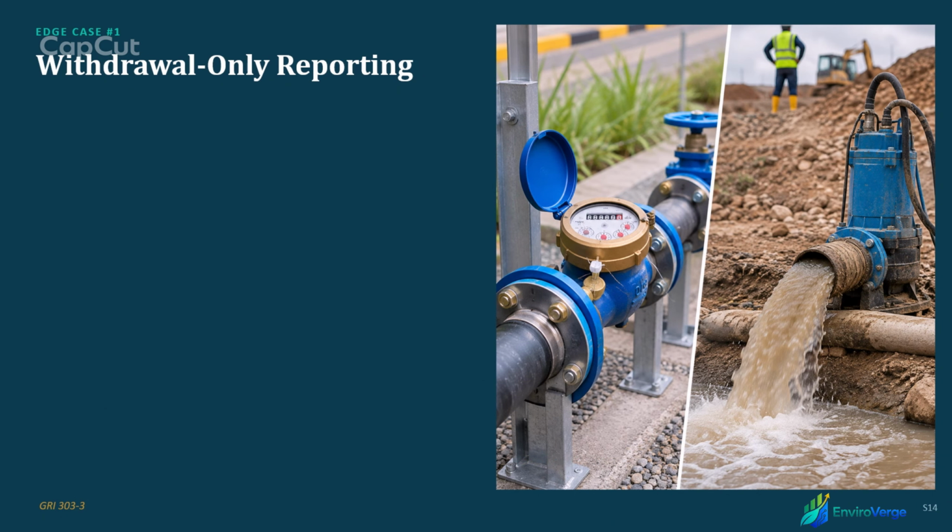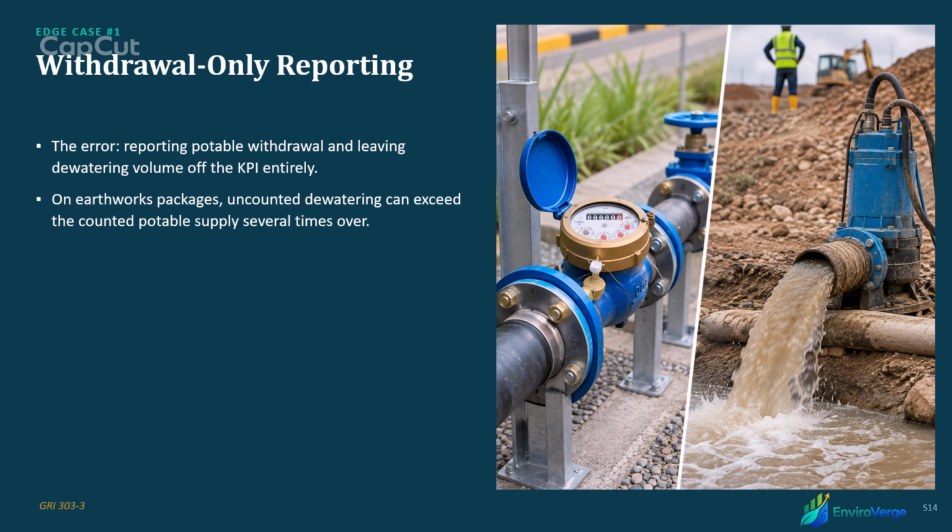Edge case 1, withdrawal-only reporting. The error? Reporting potable withdrawal and leaving dewatering volume off the KPI entirely, usually because it's temporary, subcontracted, and nobody assigned it an owner. On earthworks packages specifically, uncounted dewatering can exceed the counted potable supply several times over.